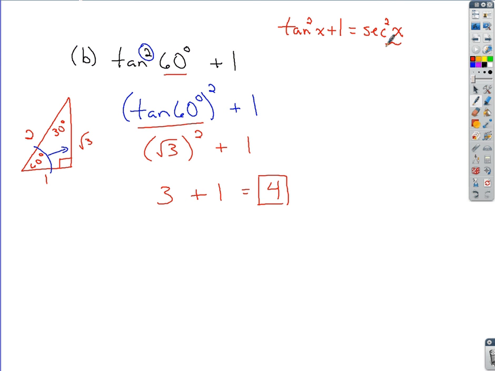secant goes with cosine, right? So if we're finding cosine over here, cosine would be your adjacent over hypotenuse, right? So it'd be 1/2. But the secant would be 2, right? Because you have to flip it. So if this all equals secant squared and the secant is 2, and you square the 2, you get 4. Isn't that clever?